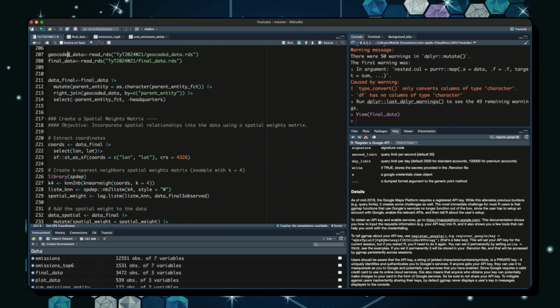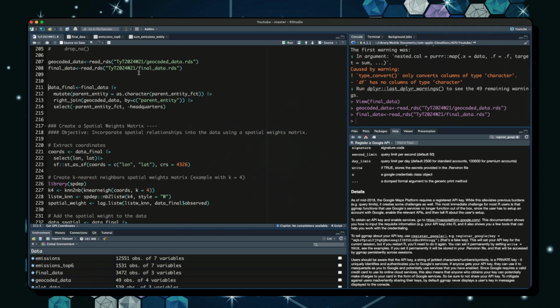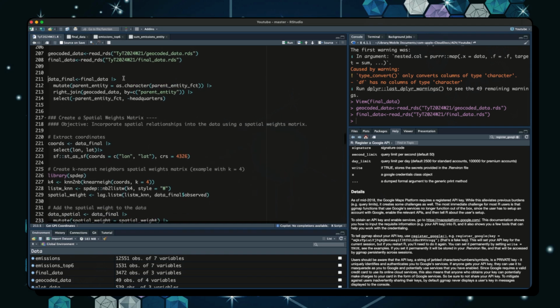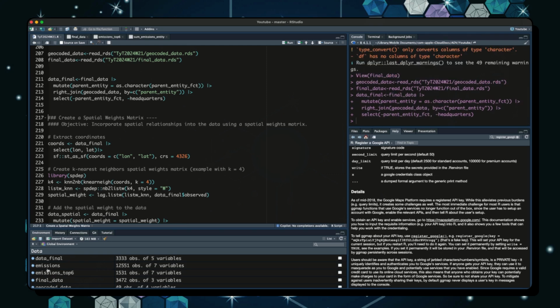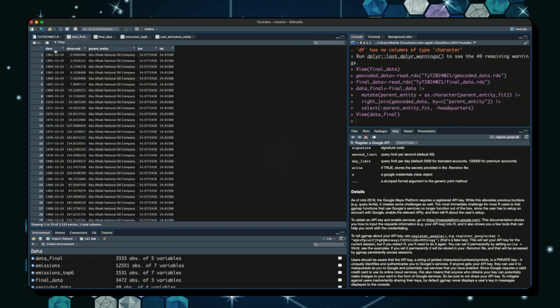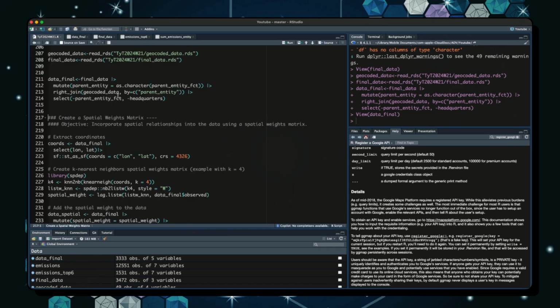So, just to save us some time, I already did those two steps, so I'm just going to load my data and join them, so we can have a final dataset that is composed of all the information that we previously had: a date, an observed corrected value of an emission, the name of the parent entity, and the GPS coordinates.